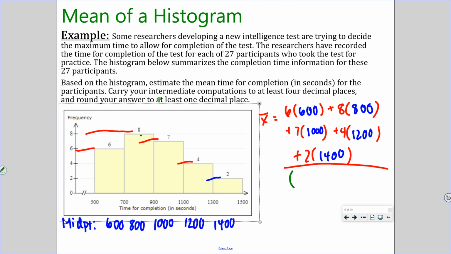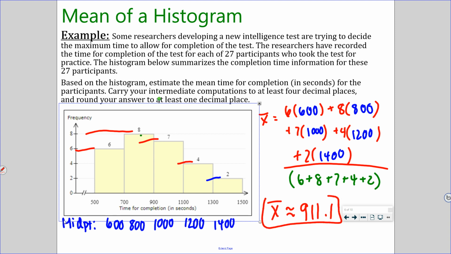So my frequencies added up together: 6, 8, 7, 4, and 2. Okay. I got, and again, I kind of rounded this. That's why I'm using the approximate. Rounded to 1 decimal place: 911.1.